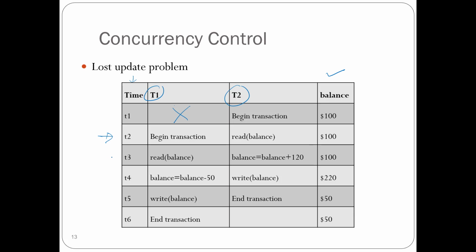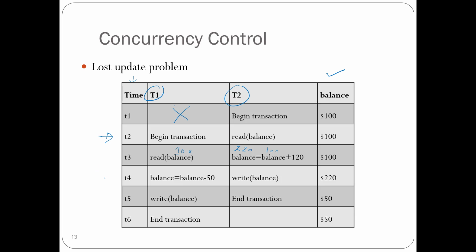At the time T3, T1 now started reading, okay, and the balance that transaction T1 read at time T3 is $100. All right, and at the timestamp T3, the balance that T2 is maintaining in its local memory would be 100 plus 120, which is 220. So transaction T2 has maintained the variable balance with the value 220.